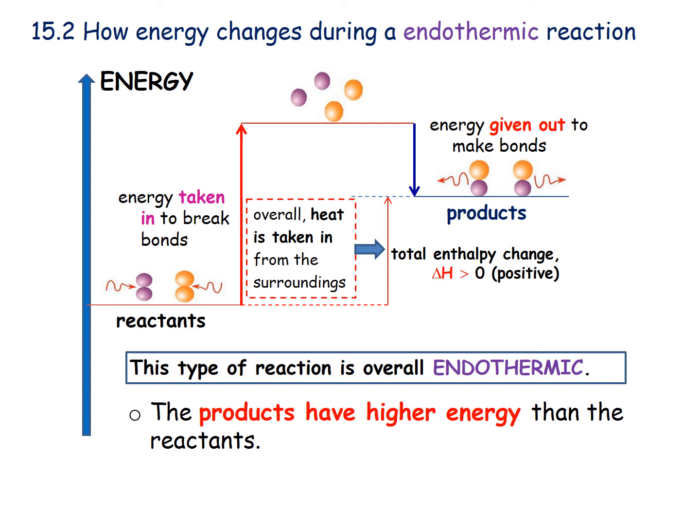So this extra energy retained in the products is called enthalpy change, represented by the symbol delta H or triangle H. Since the energy of the products is higher than that of the reactants, the difference in energy between reactants and products, delta H, is given a positive sign.